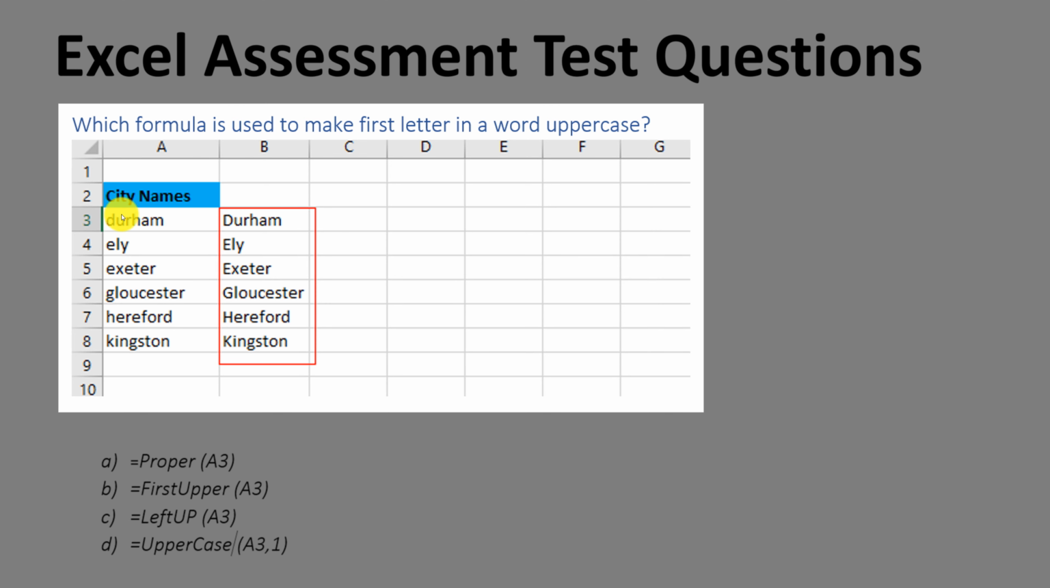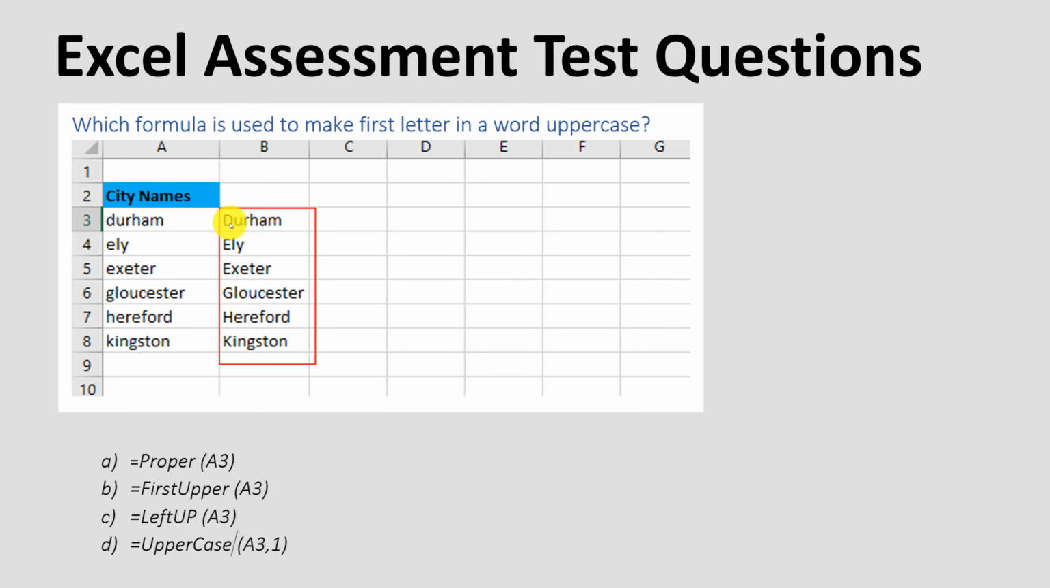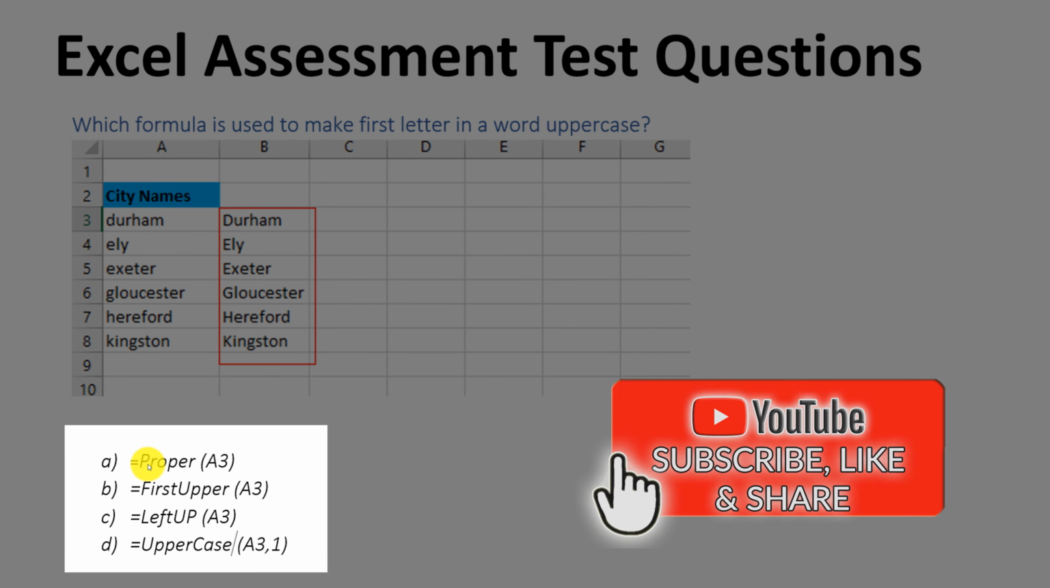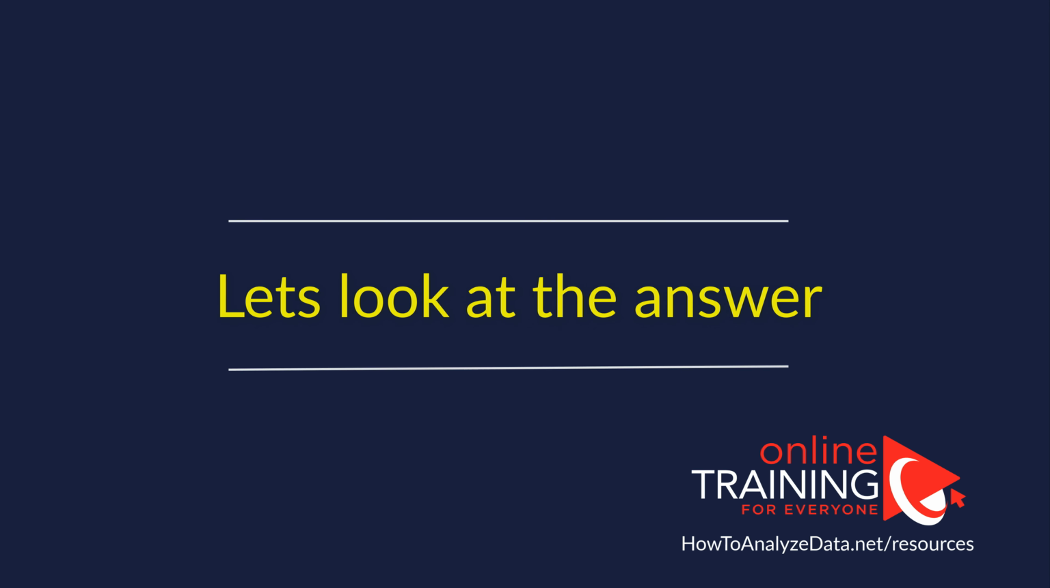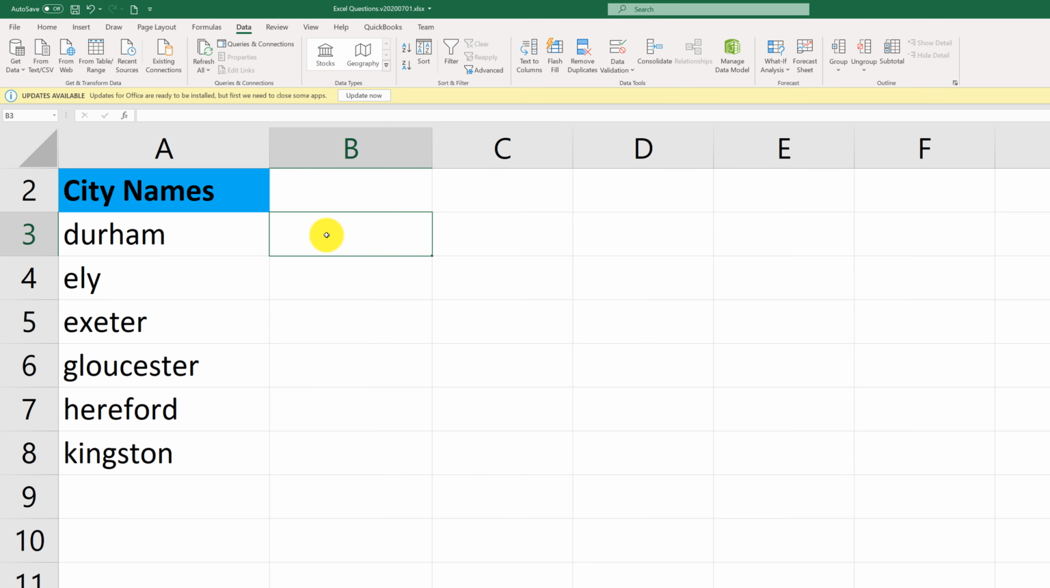What we see here on the screen, in column A, all values are lowercase. In column B, the same values are represented with only the first character uppercase. And there are four choices presented: A, proper, first upper, left up, and uppercase. Which one would you choose? The correct answer here is to use the proper function.